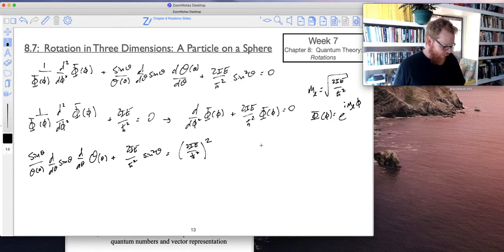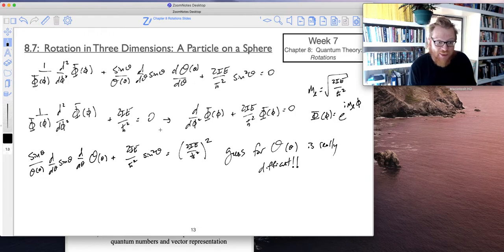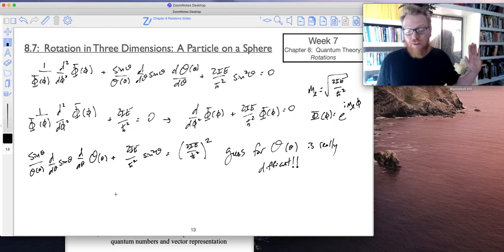And why did I do all that? I think I did that to factor out that sine squared of theta from this phi. But it doesn't matter. And the reason why it doesn't matter is because our guess for this theta function is really difficult. We're not going to do it. So solving this equation becomes well out of the scope of the class.